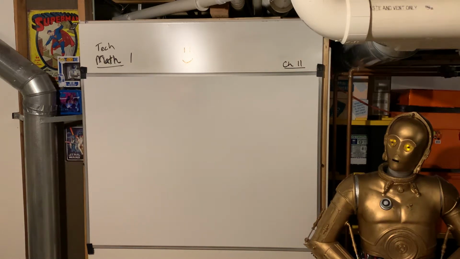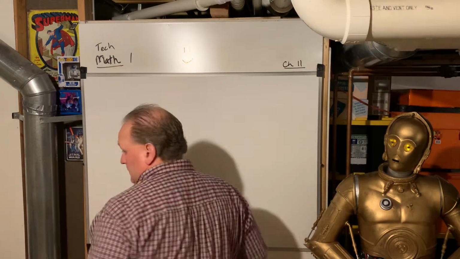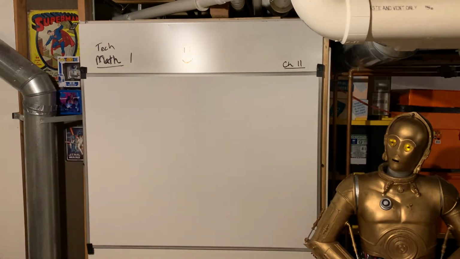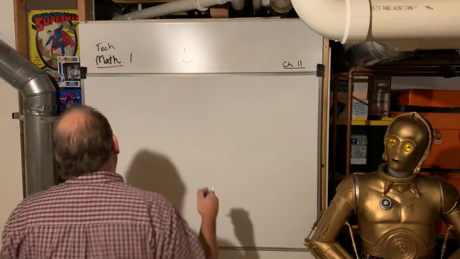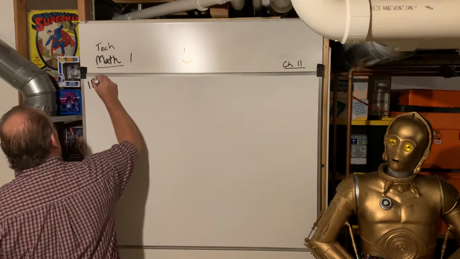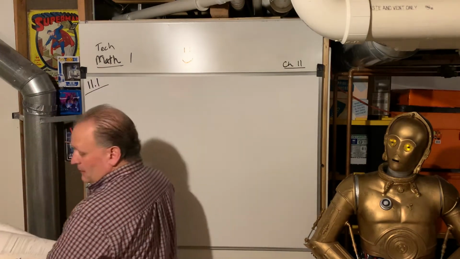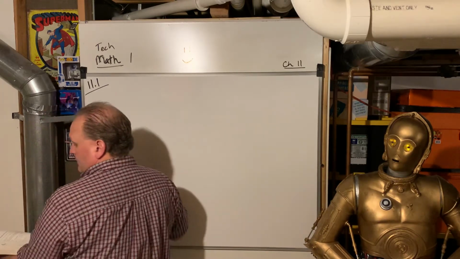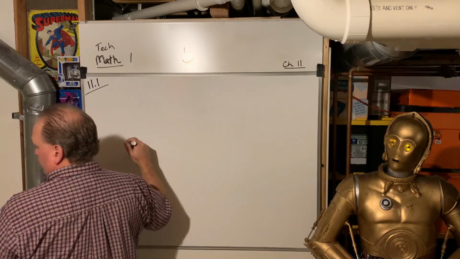Okay, we're back. This is Techmath1. We're looking at chapter 11. There's the marker. Let's get started with 11.1, right triangles. So number 1.